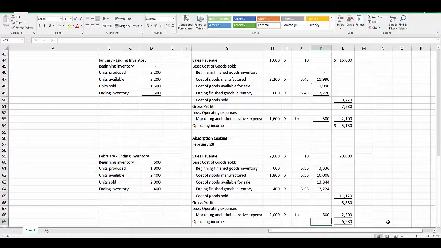So in both situations, you are accounting for both your variable and fixed costs, but you're doing it slightly differently in absorption versus variable. So the way it works, as you can see here, is with variable costing, the cost of the goods that you manufactured only includes the variable overhead, whereas under absorption, it includes both fixed and variable. So that concludes this example of absorption costing.